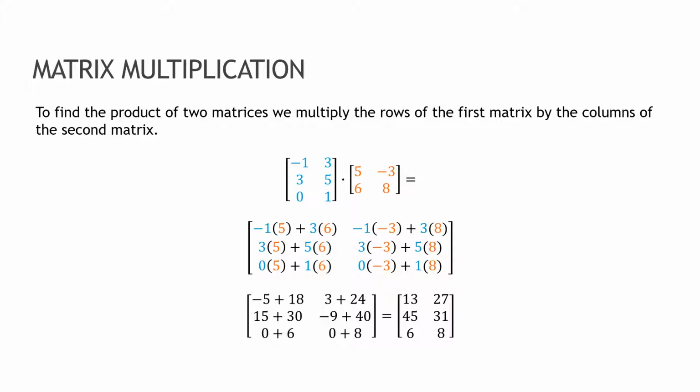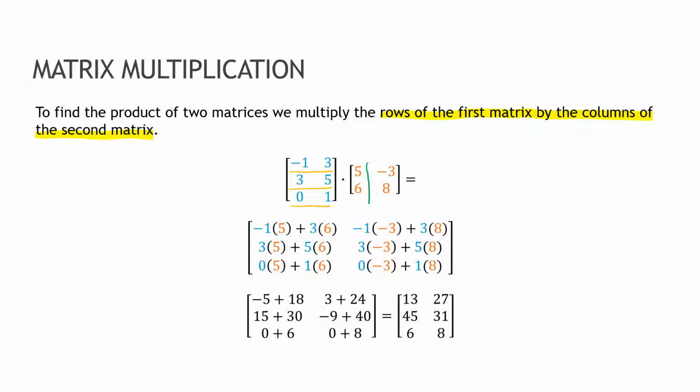And so what I'm going to do is I'm trying to multiply the rows of the first matrix by the columns of the second matrix. So I think of it like this. I'm thinking of these as rows, and I'm thinking of these as columns. So here's how it works.